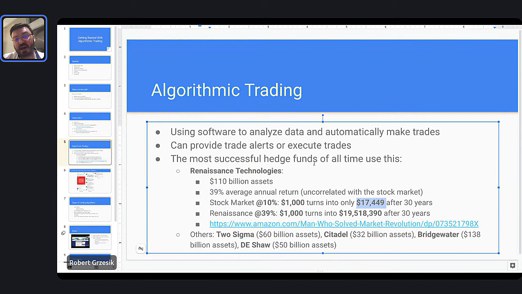Now, if instead of that, you had invested in Renaissance Technologies, which is making 39% a year, you took that same $1,000 and you invested for 30 years, you would not have 17,000. You would end up with $19.5 million, literally 1,000 times more money than what the stock market would have made, right? Why is that the case, you may ask, if you don't have that finance background? It's because of compound interest, right?